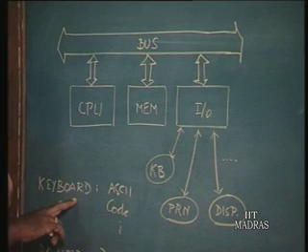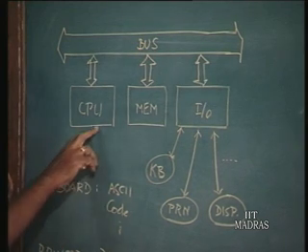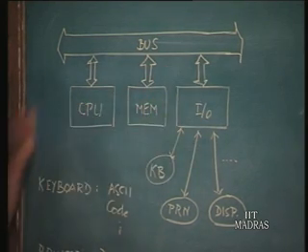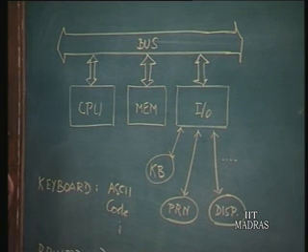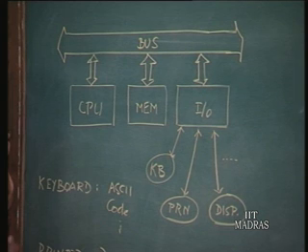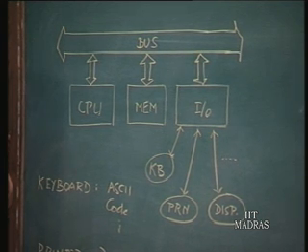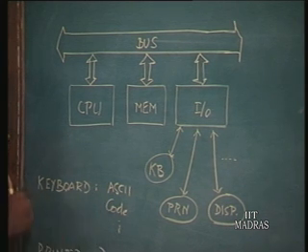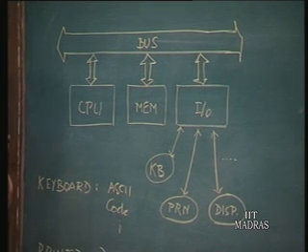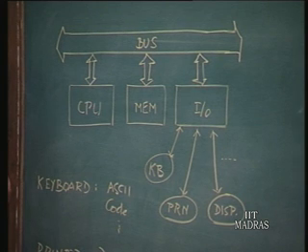Now, if you take keyboard for instance, the CPU will be looking for some code from the keyboard, then that particular keyboard will be called an ASCII coded keyboard. There can be different types of codes. Similarly, there are different ways in which the information can be sent through the keyboard, and accordingly the keyboard types will vary. Fine, we will not go into details.